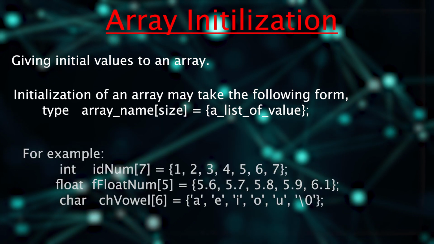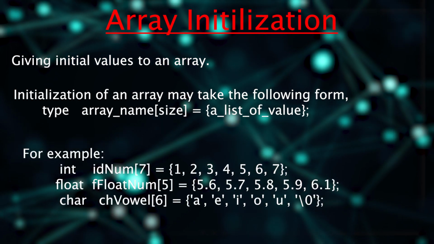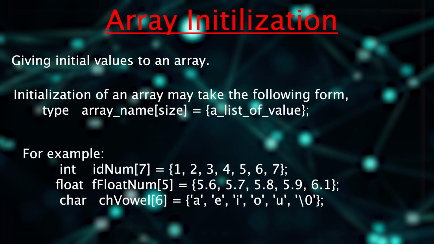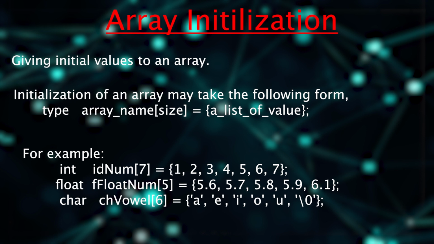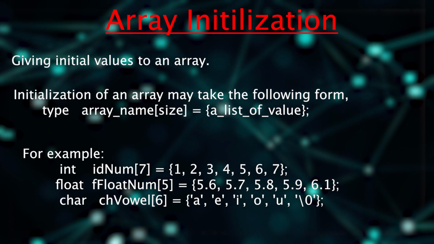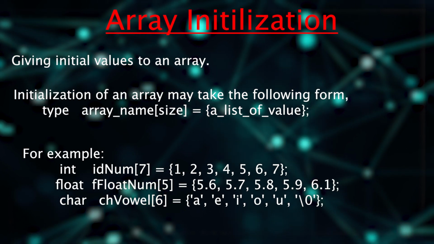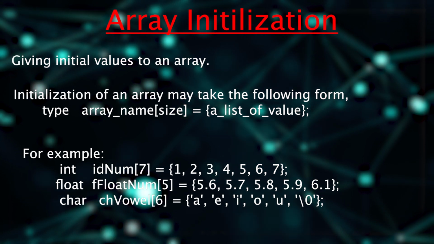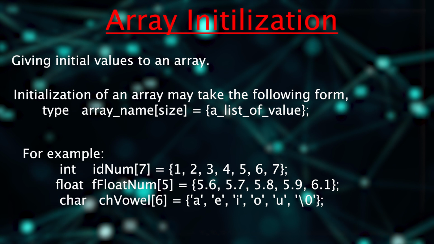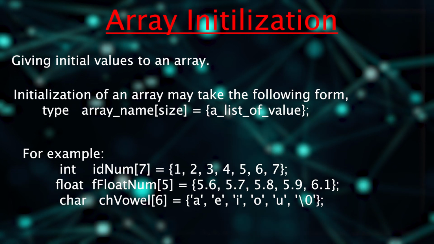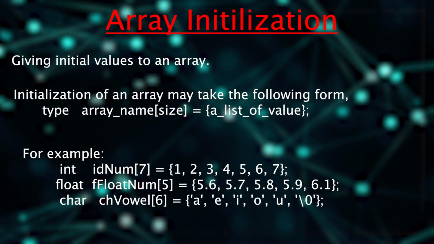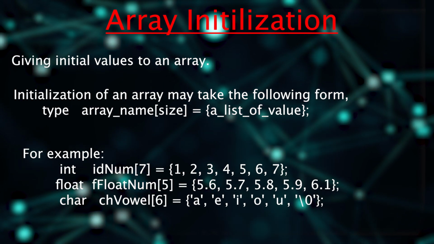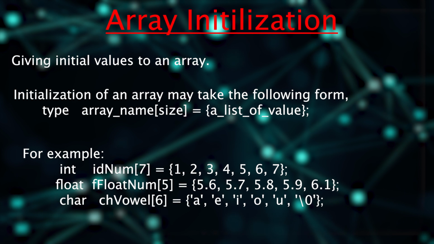For example, the first example is an integer array, id number, and we have taken 7 as the size of the array and initialized it with values 1, 2, 3, 4 up to 7. The second is a float. We have taken the variable name float num and the size is 5. Now, we have listed different float values in this array. The third is a character array, the variable name is vowel. We have taken the size of the array as 6. Under this we have initialized the values a, e, i, o, u, and the last is the null character.